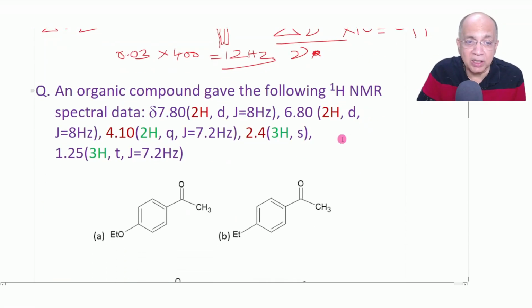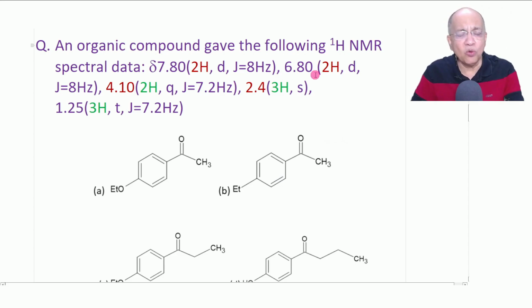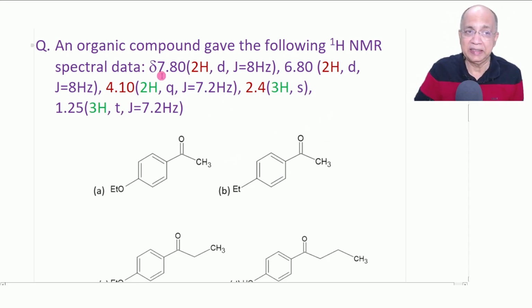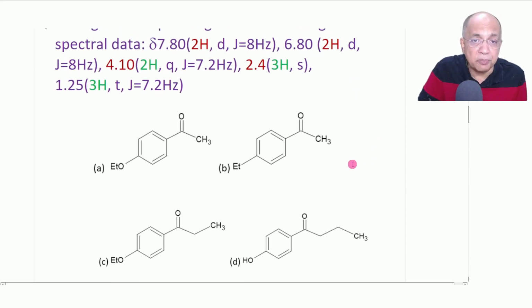Now coming to the third one, which is again a very interesting one, where only the proton NMR data is given. An organic compound, proton NMR data: 7.8, 2 proton doublet, J 8 hertz; 6.8, again 2 protons doublet, 8 hertz; 4.1, 2 proton quartet, J 7.2; 2.4, 3 proton singlet; and 1.25, 3 proton triplet. That means the compound has 2 methyl groups and 1 methylene group, and these 2 peaks stand for the aromatic protons. Since there are 4 aromatic protons, it is bound to be para-disubstituted.